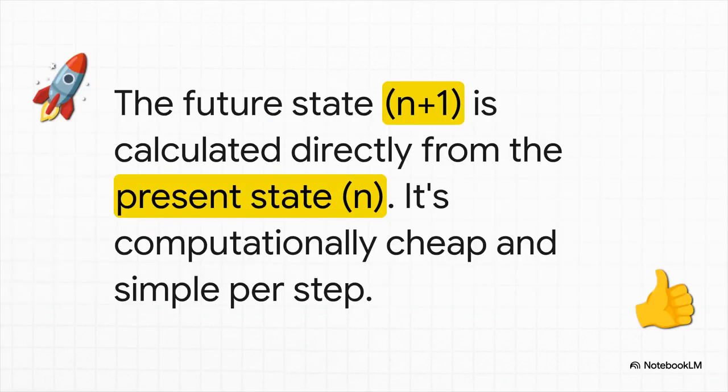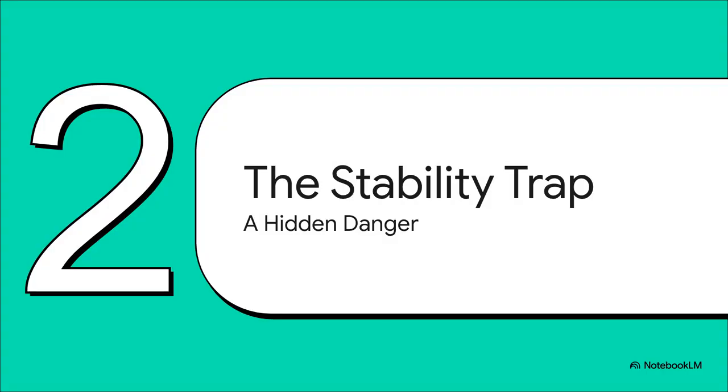And here's the magic. See how the future value over on the left is calculated entirely from stuff on the right that we already know. It's computationally cheap, it's easy, there's no big complex system to solve. This is what makes it so incredibly fast for each little step forward in time. But this is where our simple hero gets into trouble. That amazing speed and simplicity comes at a really high price. There's a hidden danger, a kind of stability trap that can completely destroy our results. Let's see what that actually looks like.